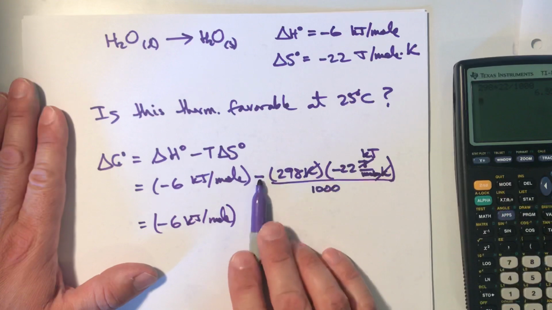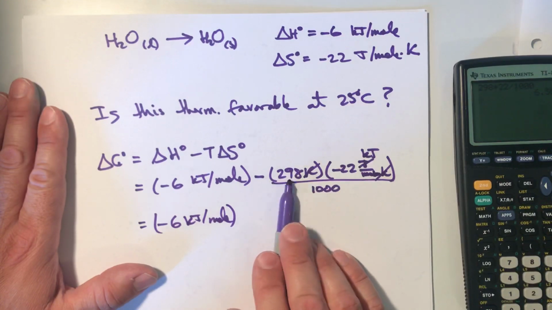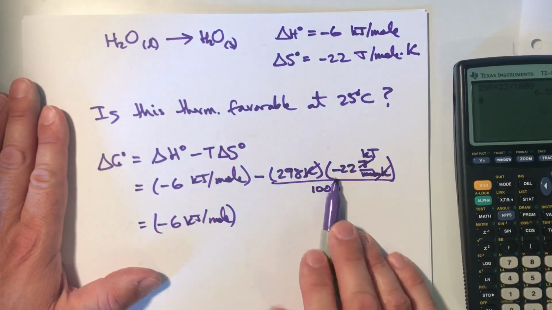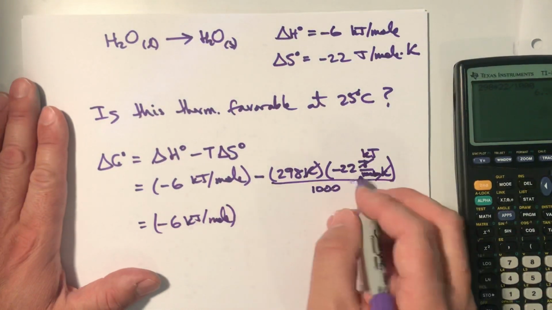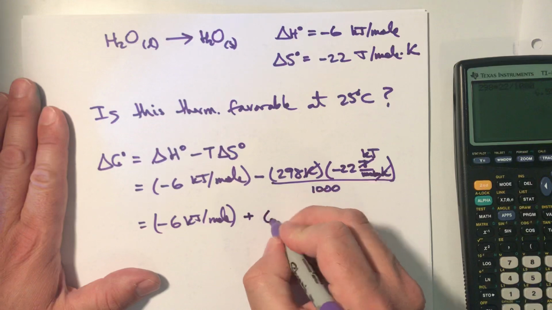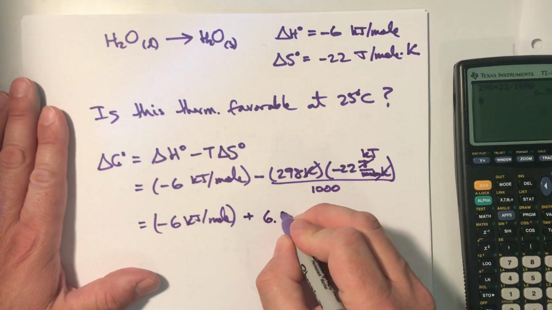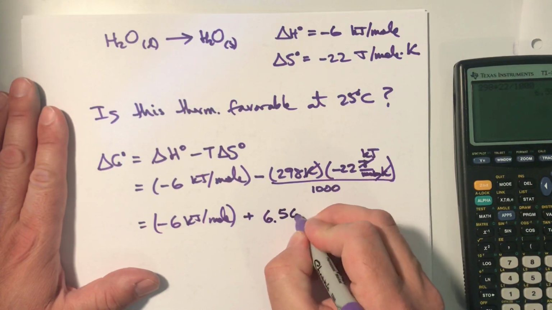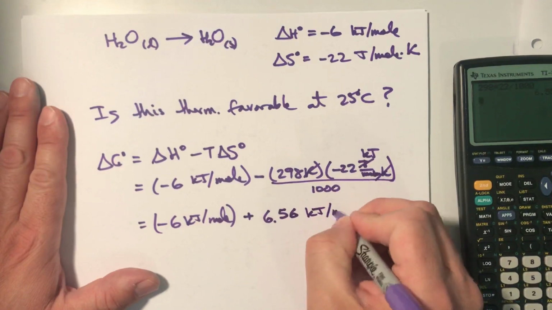Now, think about your signs. You could do this in the calculator, but it's better to think about it. You have a negative times a positive times a negative. That's going to give us a positive. Two negatives make a positive. So that's going to give us a positive 6.5, call it 6 kilojoules per mole.